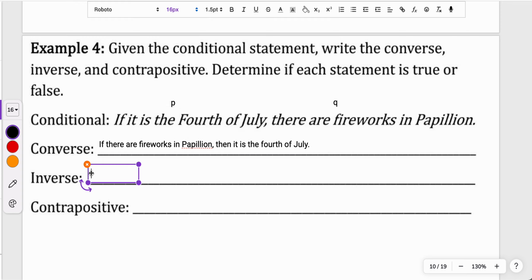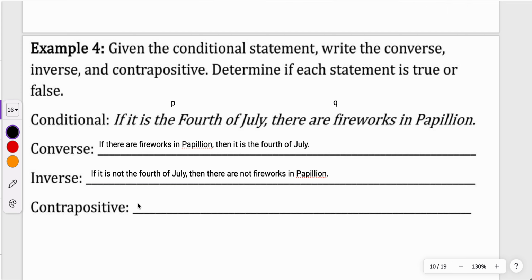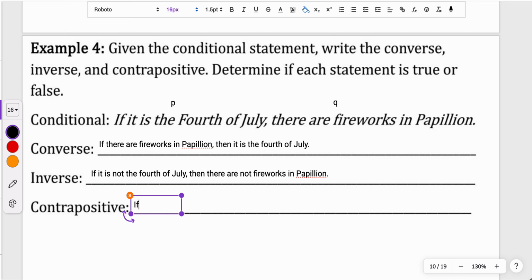The inverse of that, we're just negating the conditional statement. So if it is not the 4th of July, then there are not fireworks in Pavilion. Okay? And then contrapositive, we're going to negate the converse. If there are not fireworks in Pavilion, then it is not the 4th of July. Okay?